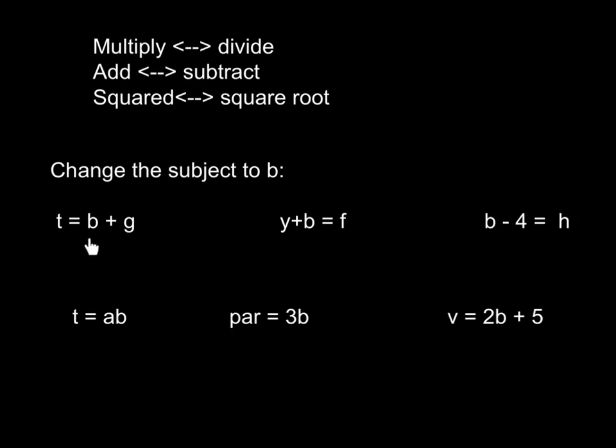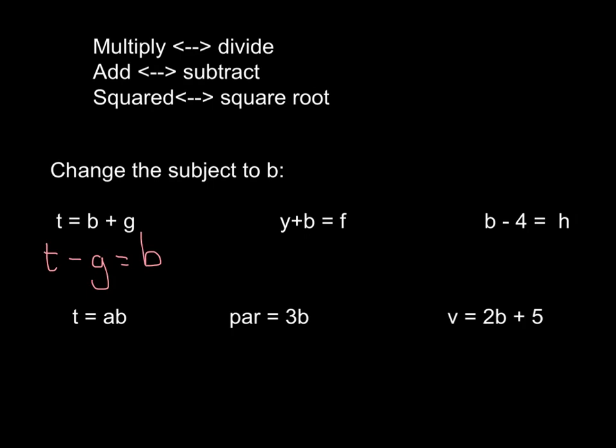In this first one here, the subject at the minute is T, because T is by itself on one side, and we want that to be a B instead. So in this one, we want to leave B on that side, and we want to move plus G over onto this side here. So because G's plus on this side, when it moves over it'll change to having a minus in front of it. So I'm going to write the T first, then minus G equals B. So that is the problem done.